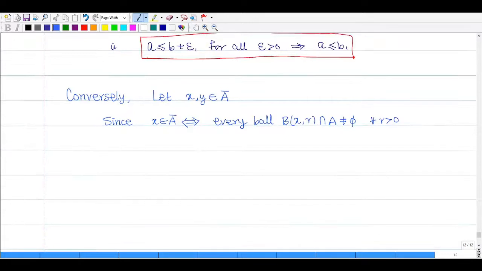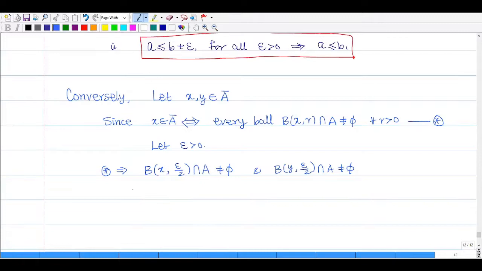Now let epsilon be positive. What does it mean? By this, I'll mark it with a star. Star implies that the ball with center x and radius epsilon by 2, intersected with the capital A, is non-empty. Similarly, the ball with center y and radius epsilon by 2, intersected with the capital A, is non-empty.